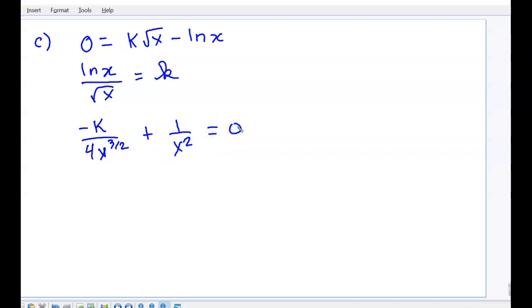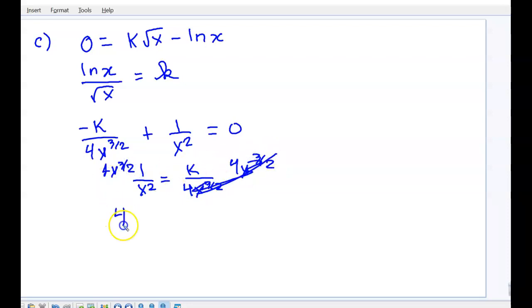And again, if I isolate k in this equation, I'm going to add this over to the other side. I'm going to multiply both sides by 4x to the 3 halves. So these are going to cancel here. So on this side, I'm going to have 4x to the 3 halves divided by x squared, which is x to the negative 1/2, which is really 4 over root x is equal to k.